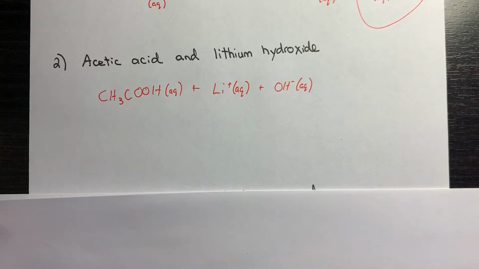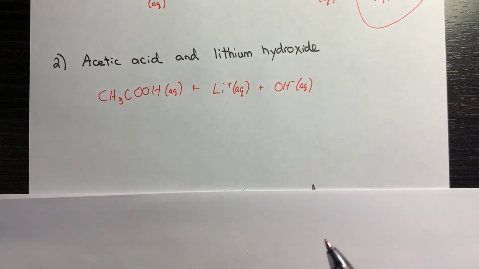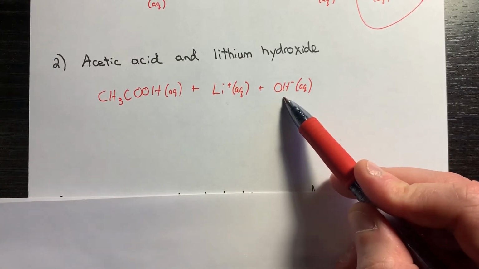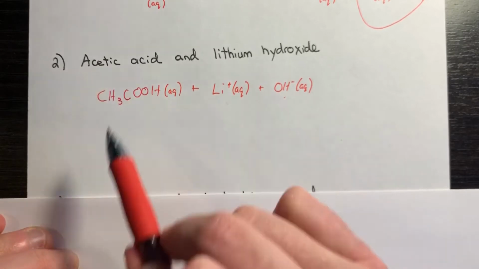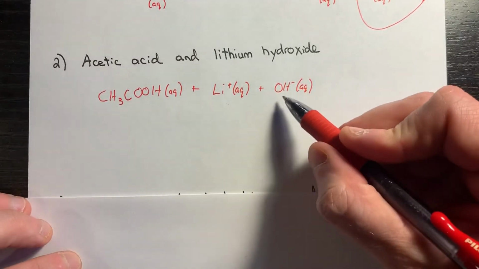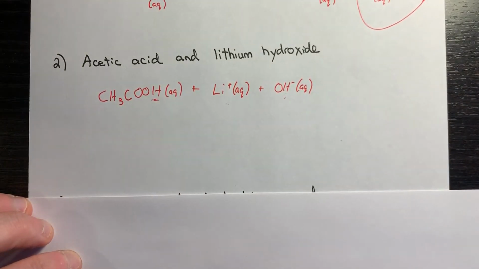So I have my acetic acid and the separated lithium and hydroxide, and I want to figure out what's going to happen here. Given that we have hydroxide, representative of base, and we have a weak acid in the carboxylic acid, acetic acid, or what we might call ethanoic acid, I know that the hydroxide is going to essentially deprotonate that hydrogen right there.